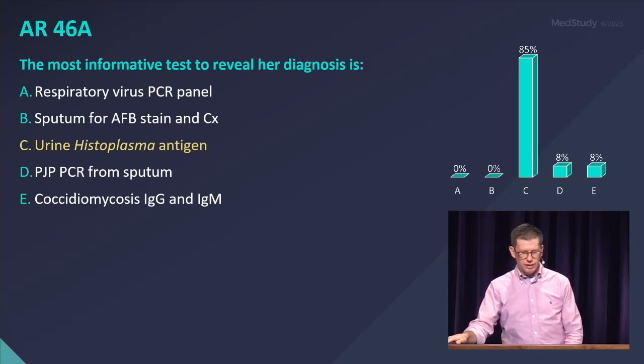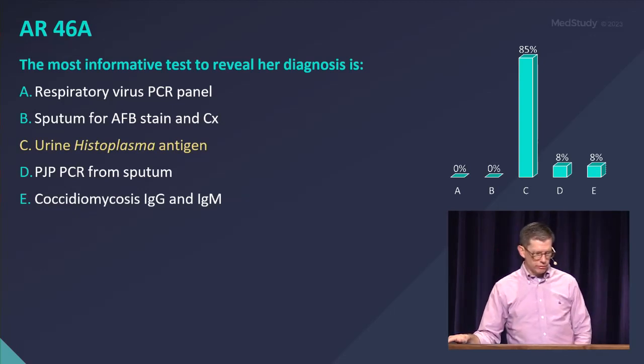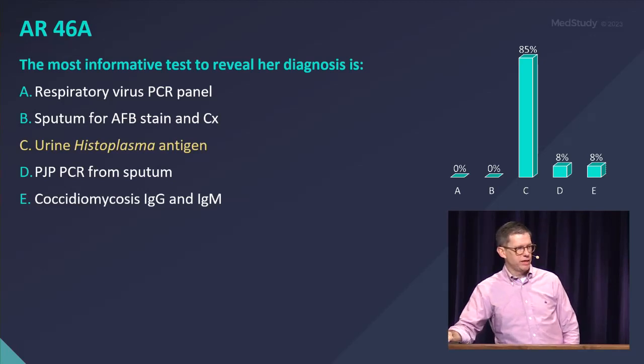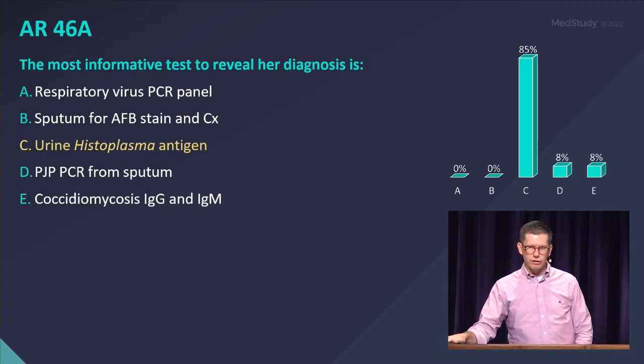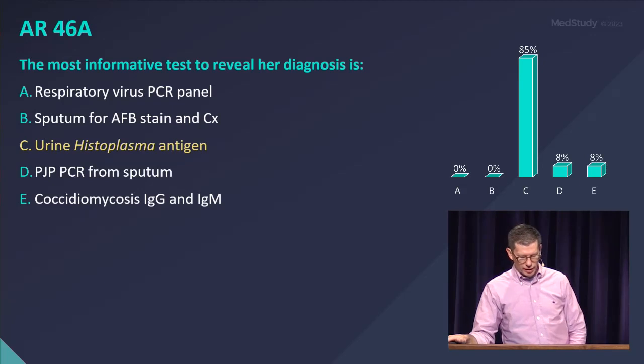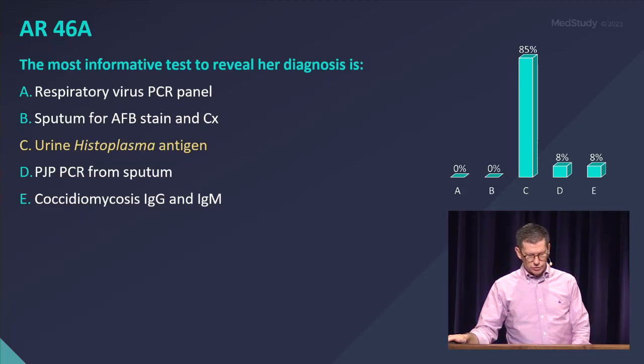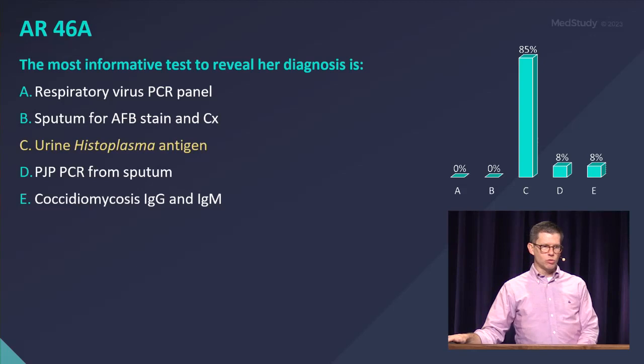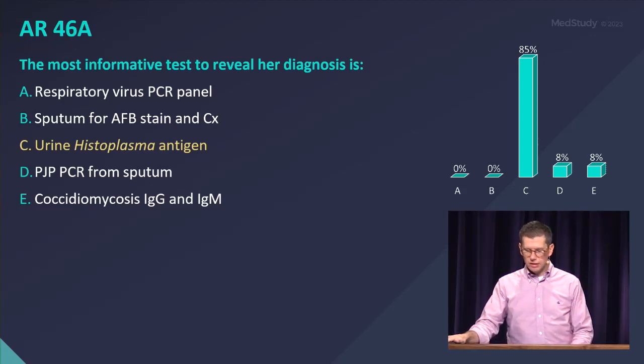So urine histoplasma antigen, all right, great, which most of you got. It's unlikely for this to be a viral infection. One, they're usually not going to give you a geography when they want you to answer with a virus. It's not common that a virus is going to cause weight loss either. There are no TB risk factors to indicate an AFB stain and culture. There's no indication this patient has HIV or other immunosuppression to warrant PJP testing.